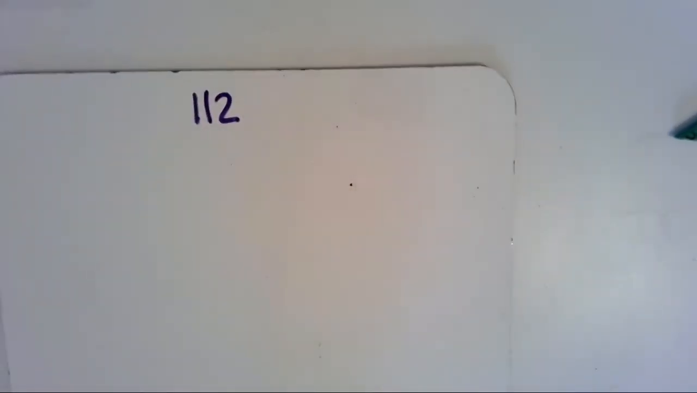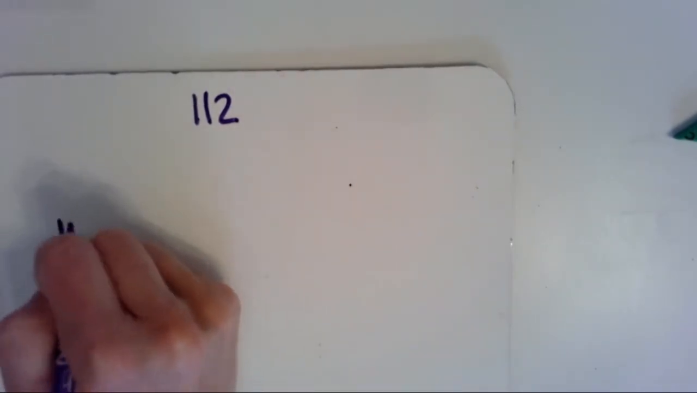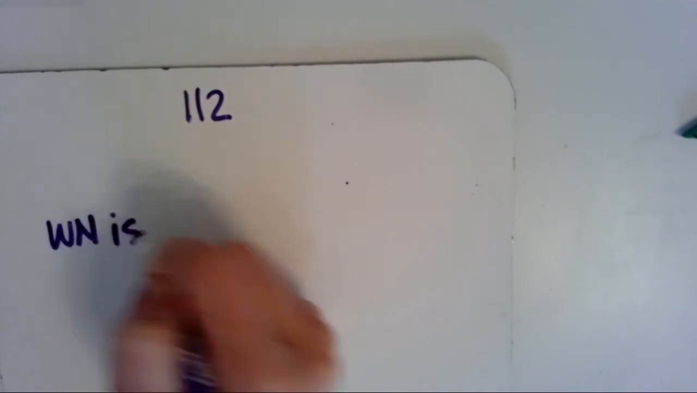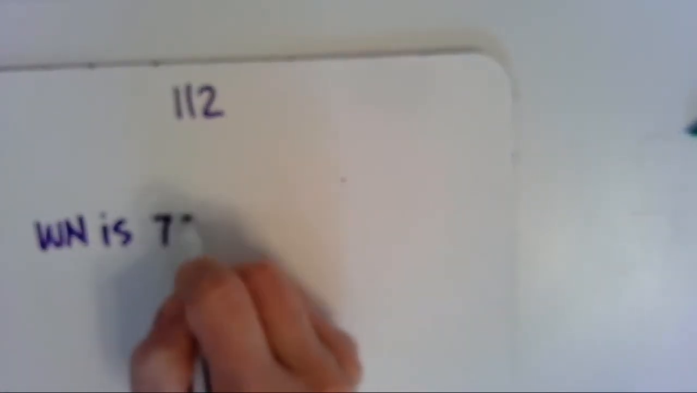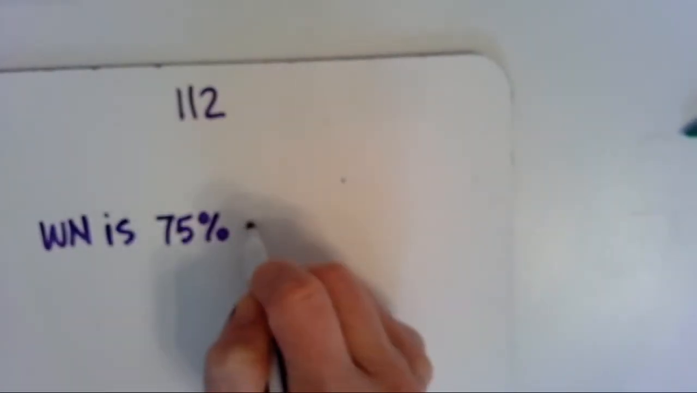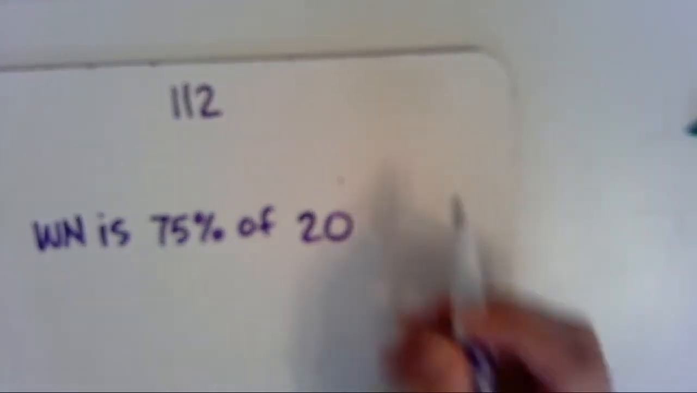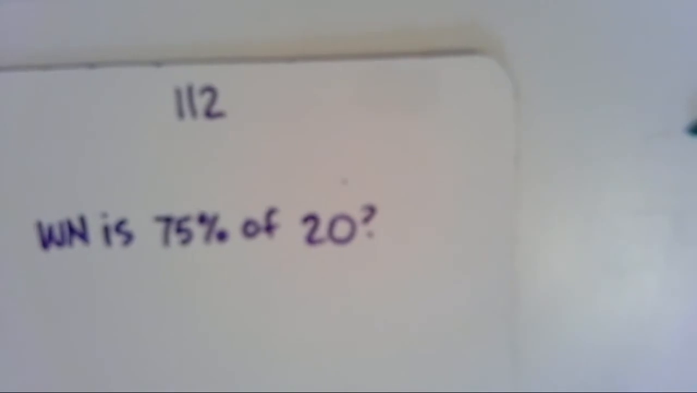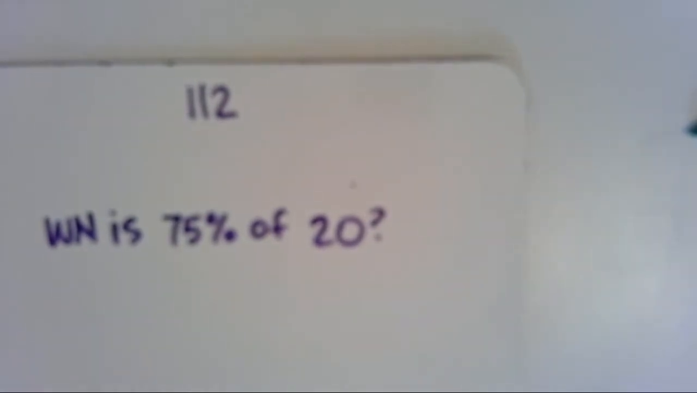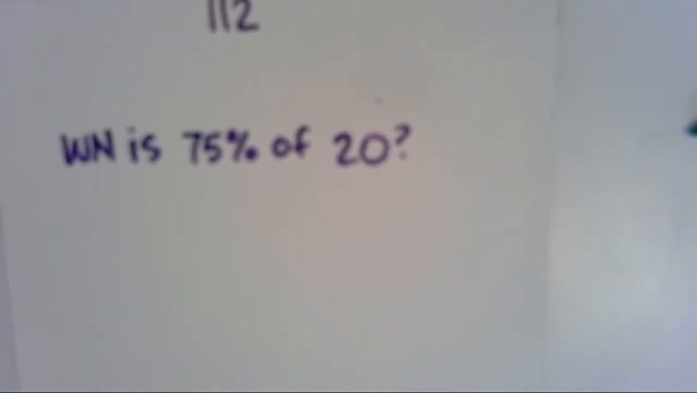Okay, let's talk about percentages. The title of this problem set is finding a given percent of a number. So the first example is, what number is 75% of 20? And these are super fun because you have to translate it. It's almost in its own language. So we're going to translate this problem.